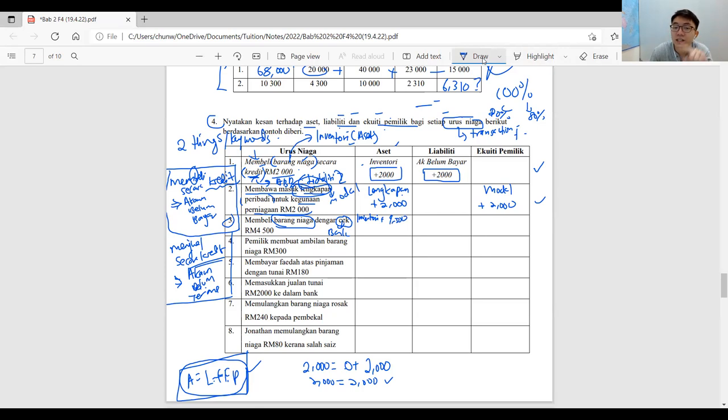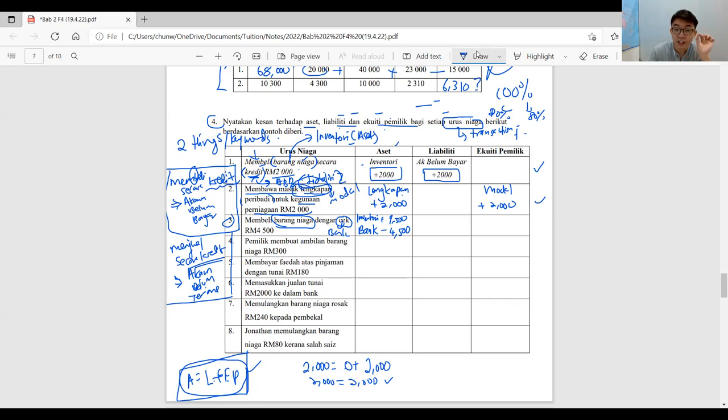Bank is in your asset as well. But now when you beli barang, when you buy something, say a new pair of shoes, your shoes bertambah, akan plus. But at the same time, you use your own money to pay for the shoes. Maksudnya, your money akan minus, yes, berkurang. Can you see or not? Therefore, we have to minus bank 4,500.